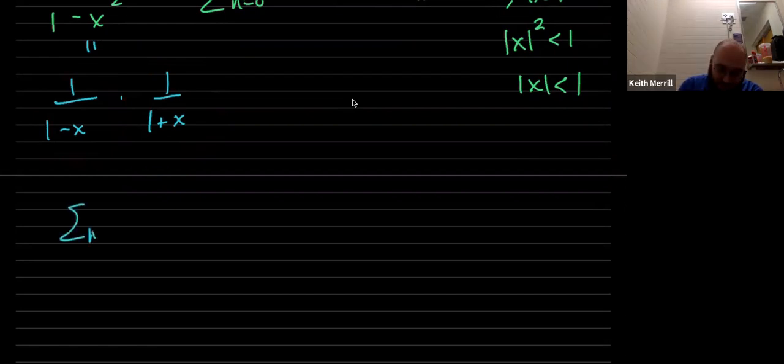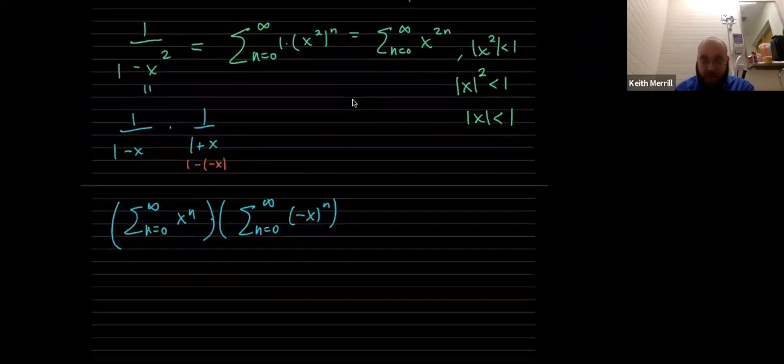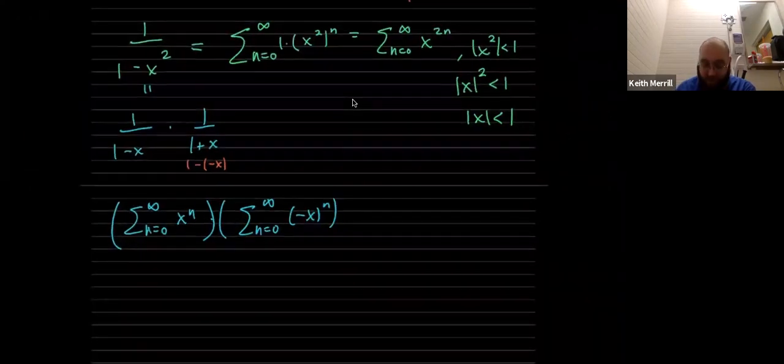So this first term is, of course, just the sum from n equals 0 to infinity of x to the n. The second term is the sum from n equals 0 to infinity of minus x to the n. Remember, we have to secretly write this as 1 minus a minus x, because you always need that denominator to be 1 minus r. All right, so how on earth do you multiply power series? Well, the answer is the same way you multiply polynomials. You just have to FOIL everything out.